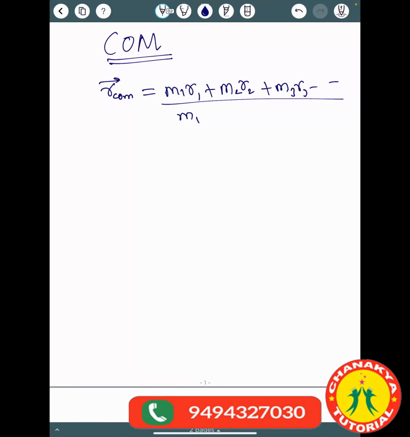Yes, sir. Yeah, so center of mass formula, I told you this, right? And so on like this. So, given the center of mass of each particle, then we can calculate the center of mass of the whole system.